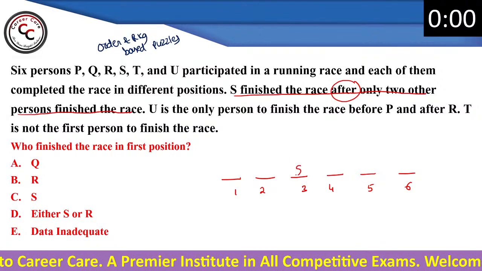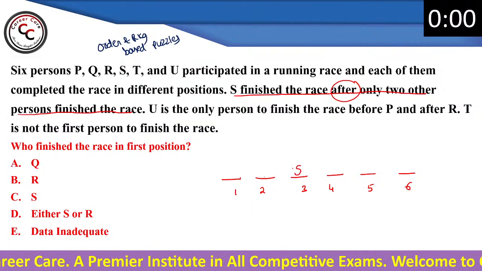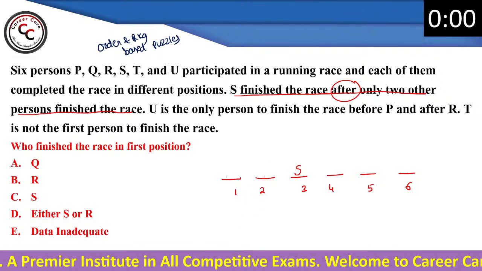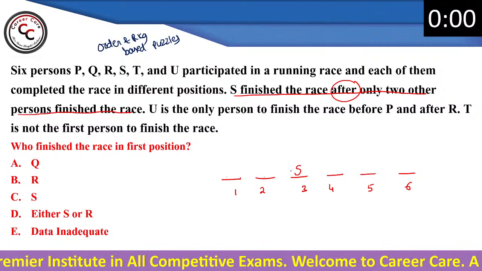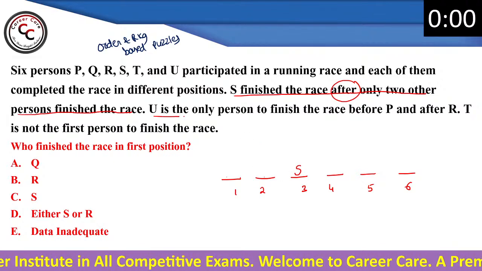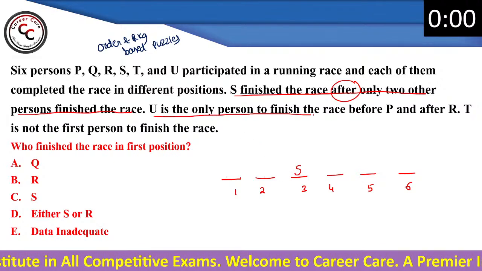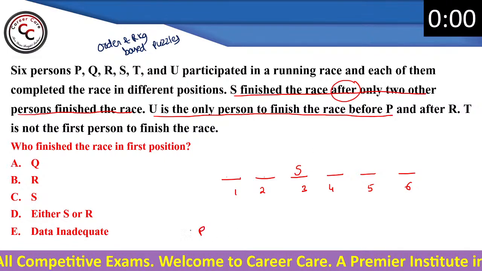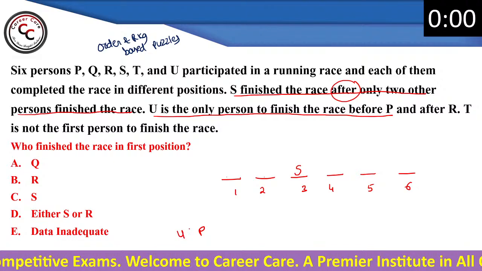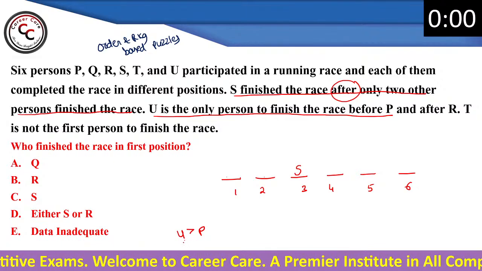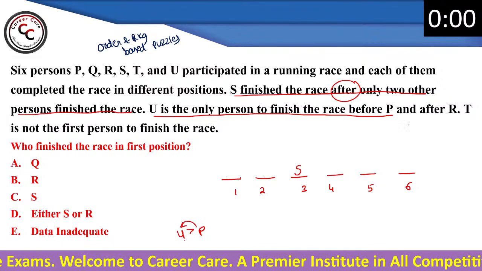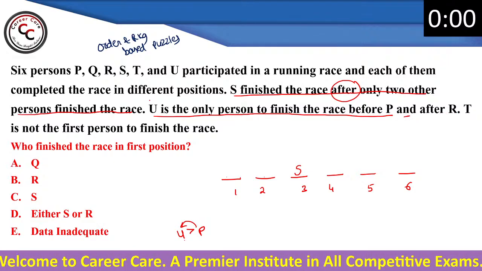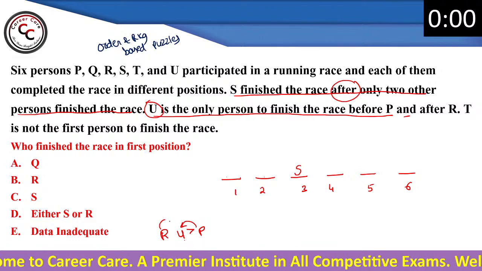That means S will be in third place. Only 2 people are before S, or after 2 people S has finished. You can go with either way, no problem. U is the only person to finish the race before P. So U is before P. That means U will be before P, and after R. So U is after R.